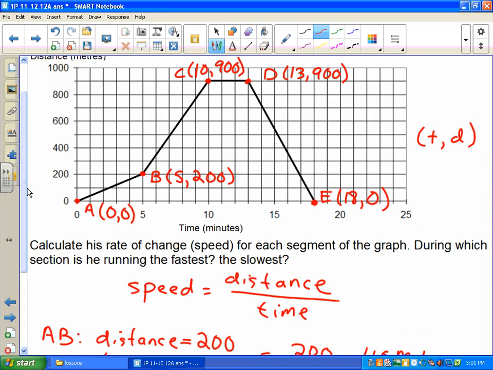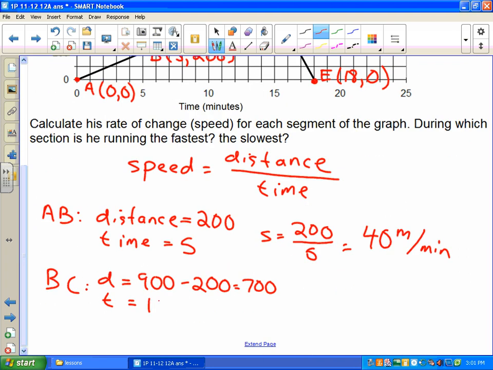And let's do the same thing for the time. If he starts at 5 minutes, and at C he ends up at 10 minutes, how many minutes has it taken him? Again, we can do the subtraction. 10 minus 5, so it's taken him 5 minutes. So what's his speed? Well, distance divided by time, 700 divided by 5 is going to be 140 meters per minute.